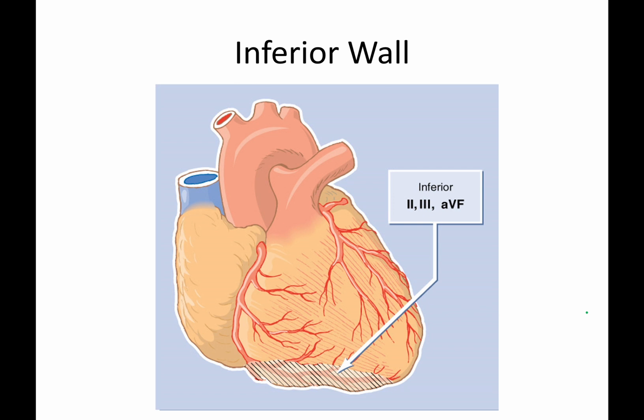2, 3, and AVF look at the heart directly from the base and the most inferior portion of the heart. So if I have that occlusion in my right coronary artery, that right coronary artery is going to be disrupting flow to the inferior portion of the heart. And so if I'm having trouble there, these are the leads that it's going to show up in first and be most obvious.